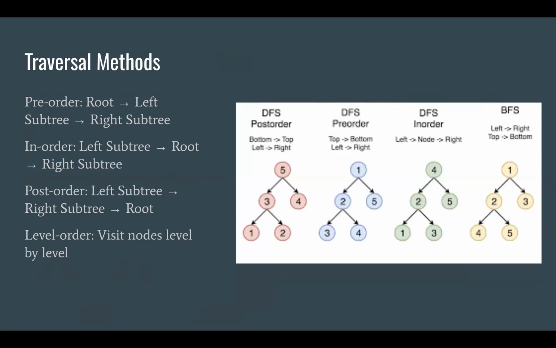Now let's move on to traversal methods. To work with binary trees, we need to traverse them, or visit each node systematically. There are 4 ways to do this: pre-order, in-order, post-order, and level order traversal. So let's look at pre-order first.